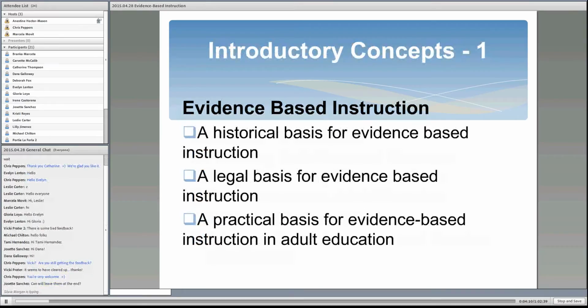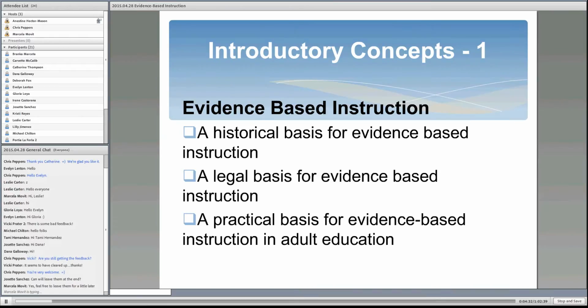Okay. So let's look at the introductory concepts. One thing I think is very important to know about evidence-based instruction is that it didn't come out of nowhere. There is a historical basis for evidence-based instruction. There's a legal basis for evidence-based instruction, and there is also a practical basis for evidence-based instruction. And that is some of what I will be talking with you about today.